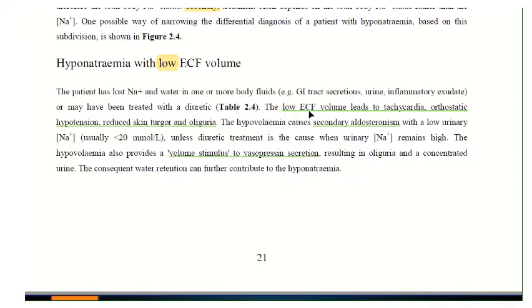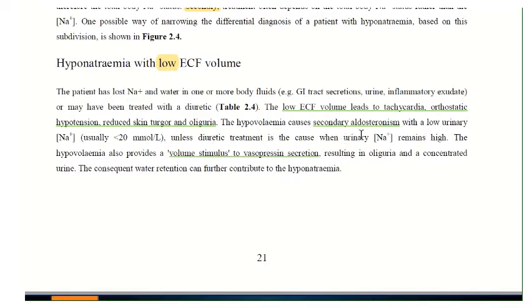The low extracellular fluid volume leads to tachycardia, orthostatic hypotension, reduced skin turgor. هذه حالة بالفحص السريري للسكن يسمونه skin turgor فيصير reduced skin turgor and oliguria بالإضافة إلى الoliguria. The hypovolemia causes secondary aldosteronism. إذن الهايبوفوليميا راح تسوي secondary aldosteronism with low urinary sodium.